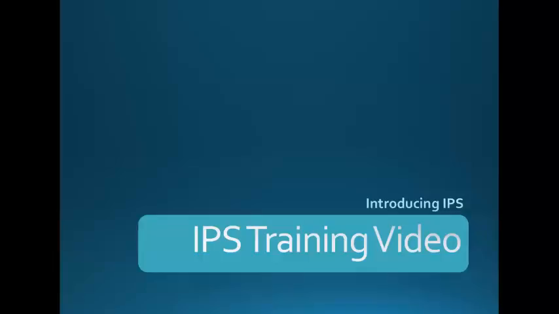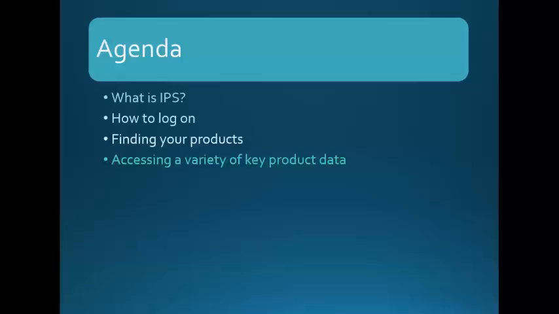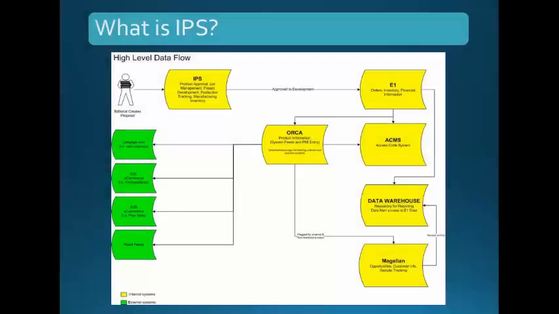We will describe key information that can be found within IPS and describe basic functionality and tasks that can be completed within IPS. This video will introduce you to IPS, Cengage's system for tracking key product information. The primary audience for this video is content and/or media developers. You'll learn how to log on, find your products, access a variety of key product data, and use IPS functions and features. So what is IPS?